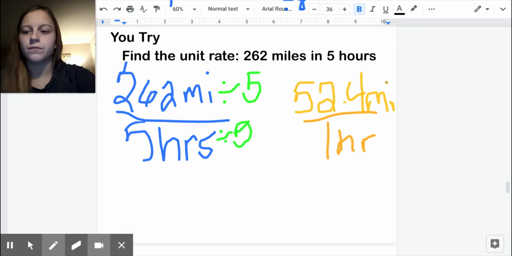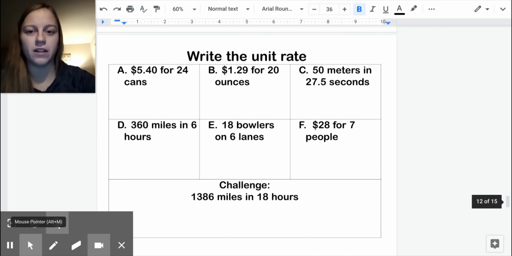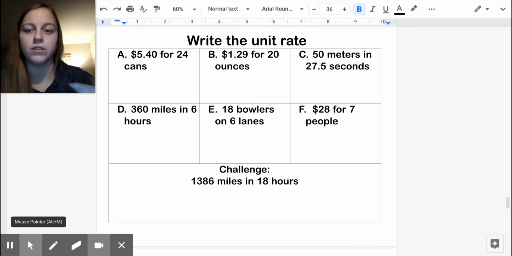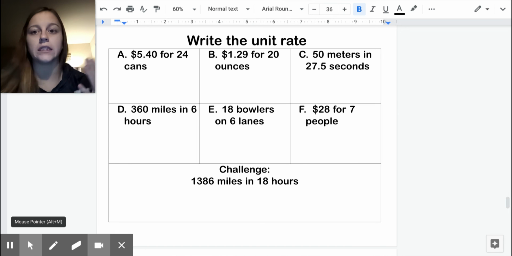Let's go ahead, and whatever table number you sit at is the unit rate I'd like you to solve. Here's the sentence. Now I want you to write this as a unit rate. Pause the video while you work. And if you have extra time, maybe you finish early, try the challenge at the bottom.